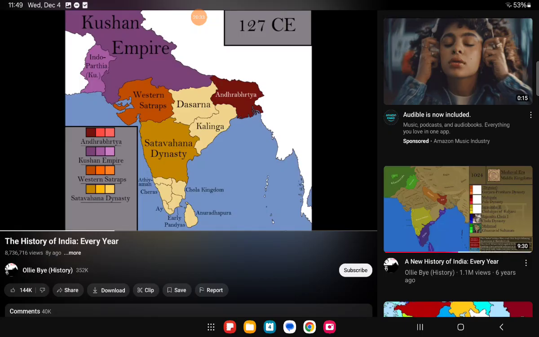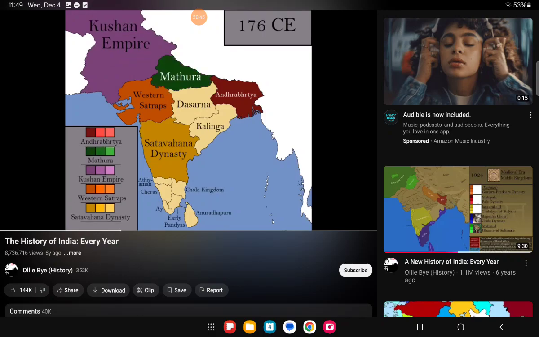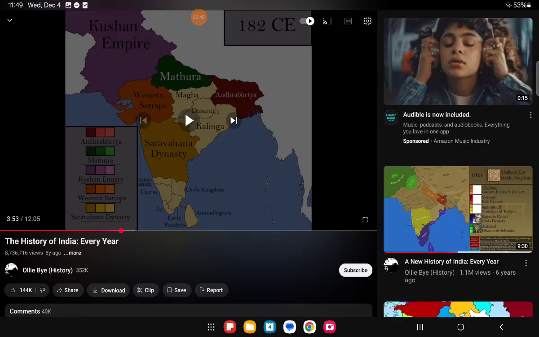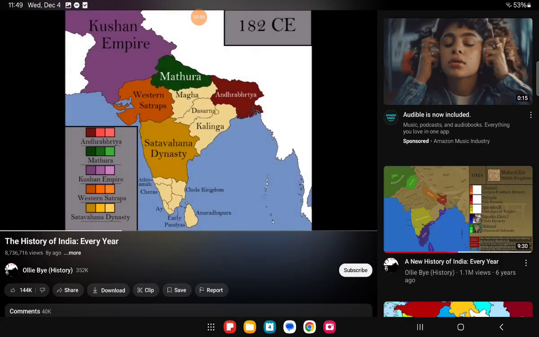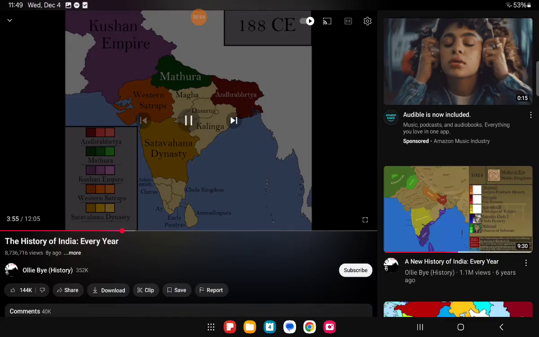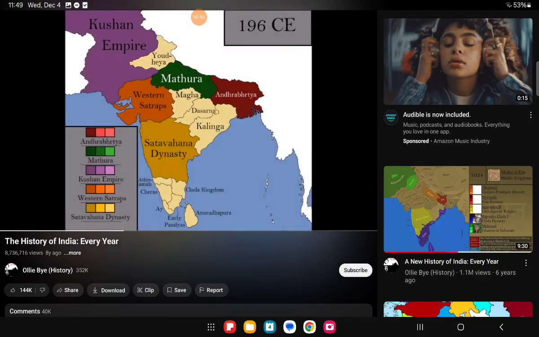And they're taking over the Western satrap. The Kushan Empire is bigger. Something else. I know there's another state going to happen, the Gupta Empire. Ooh, look, Mathuras are back. And so is... And they're taking some land.